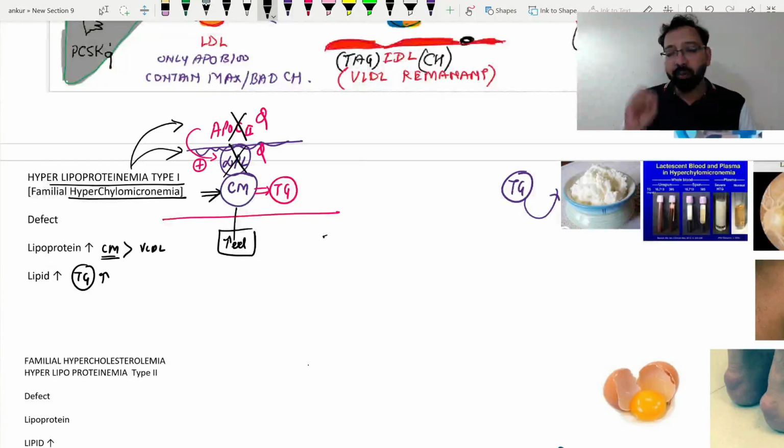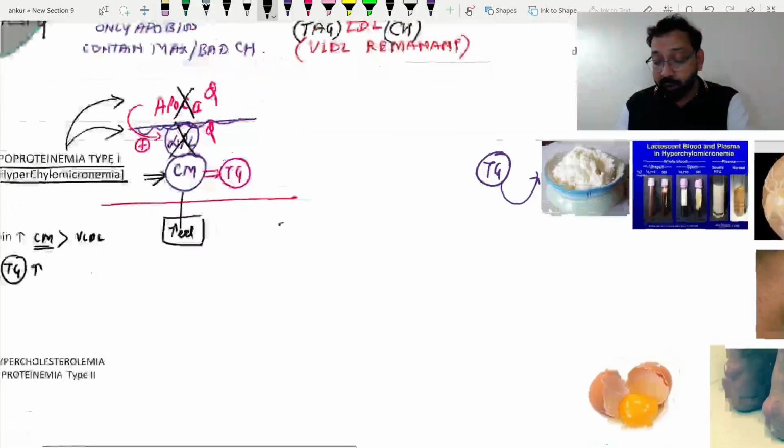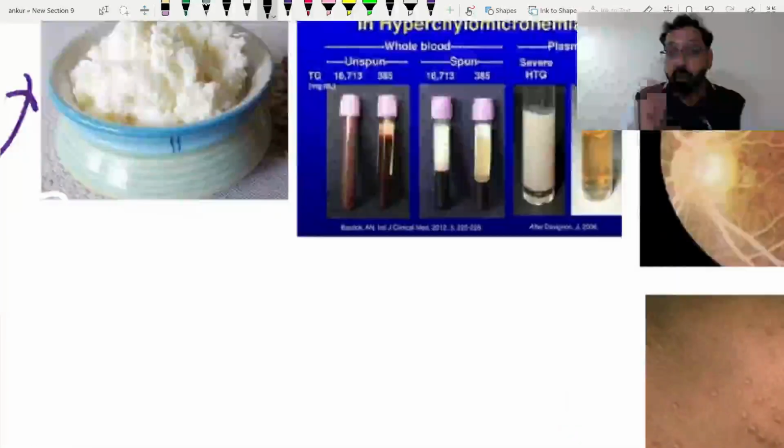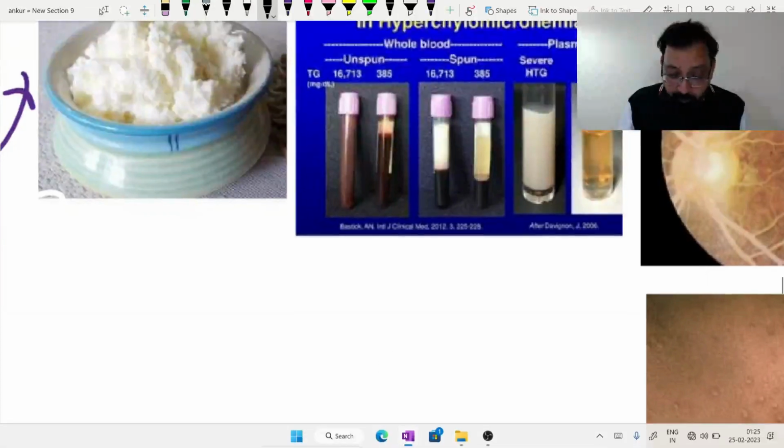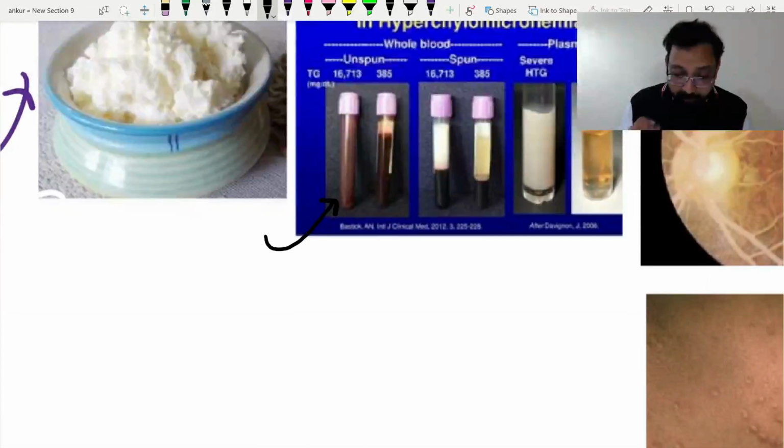Wherever you find triglycerides increased, it has white color, and the question is asked, what would be the color of blood? In this case, blood color is red. Cream of tomato soup appearance. Tomato soup is red, blood is red, cream is white, triglyceride is white. If blood has increased triglyceride, the appearance would be cream of tomato soup appearance.